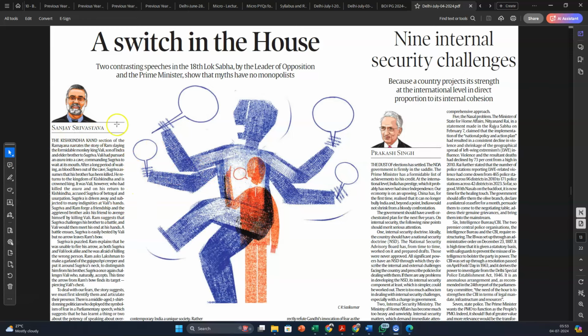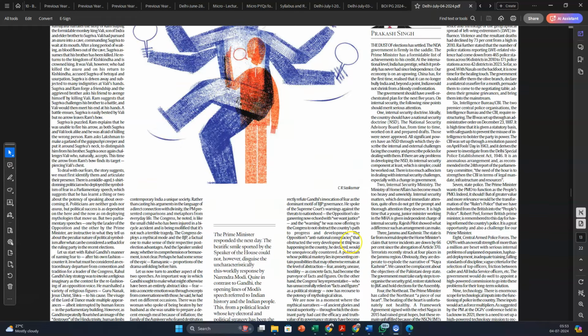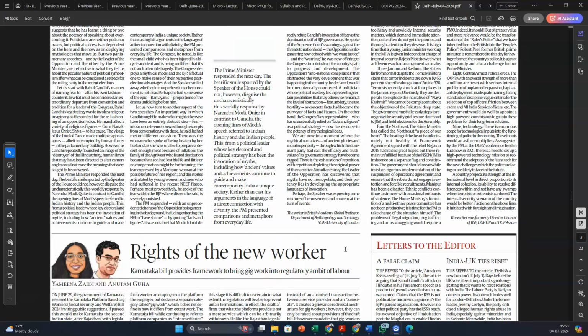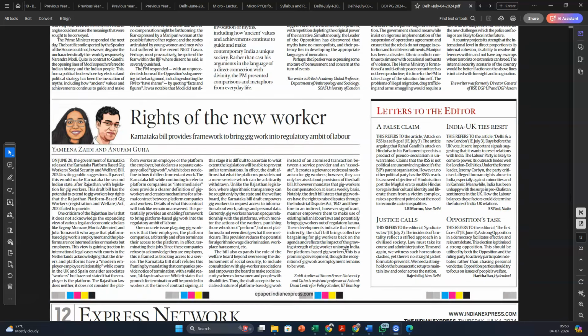Maybe you can read the initial part, from which you could write some kind of anecdote from, say, the Ramayana or Mahabharata, when you're writing your ethics or your essay answers. Now, let's come to this particular article.